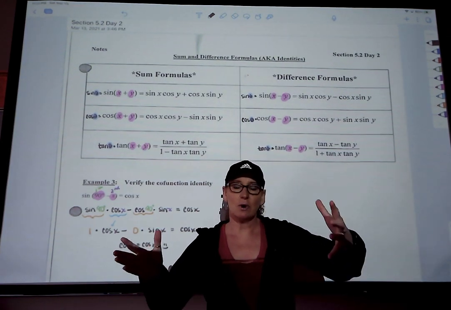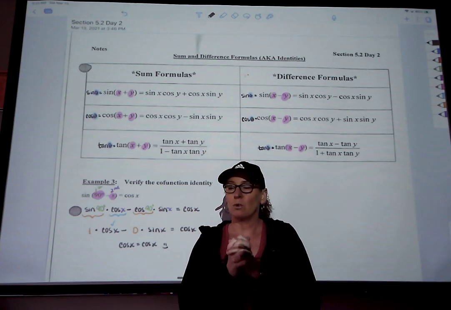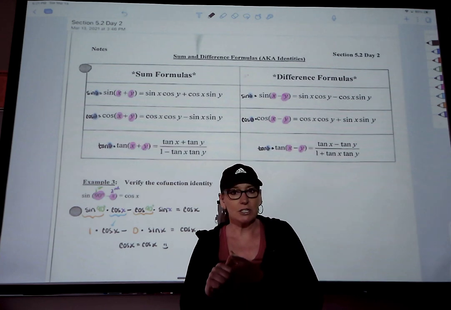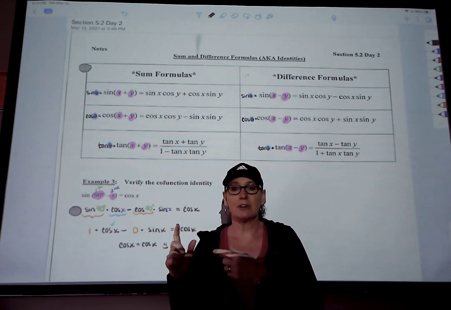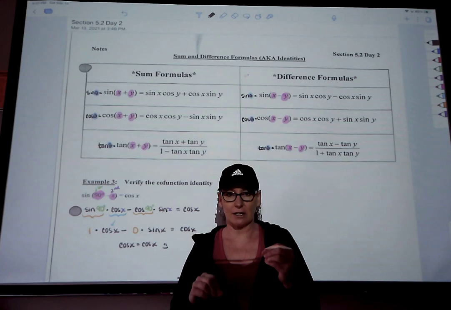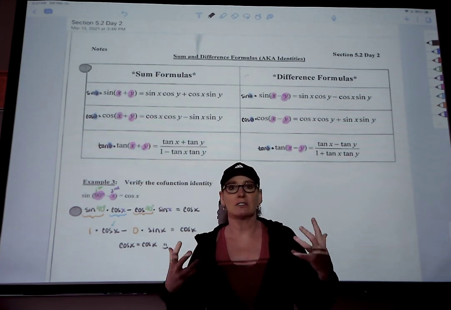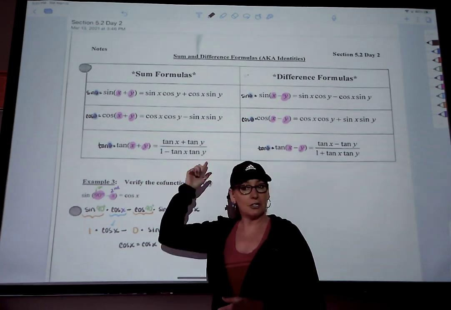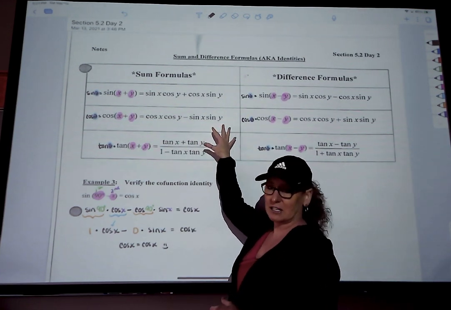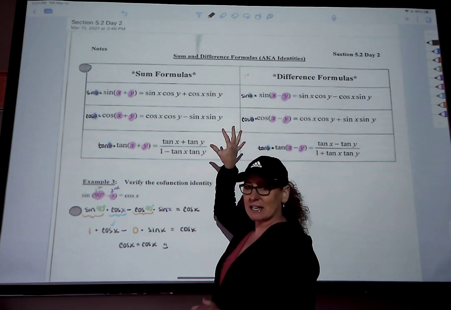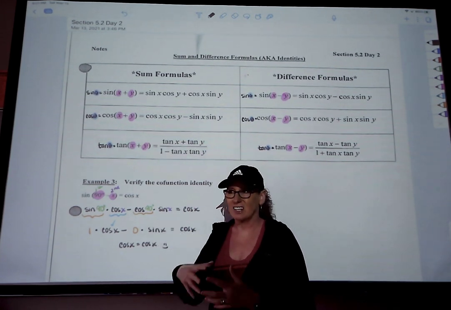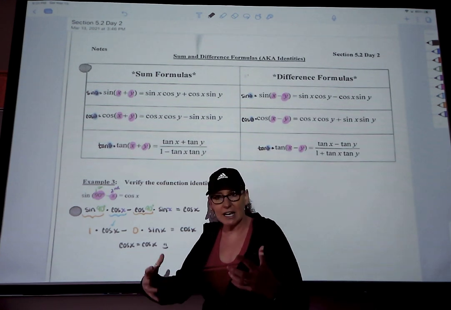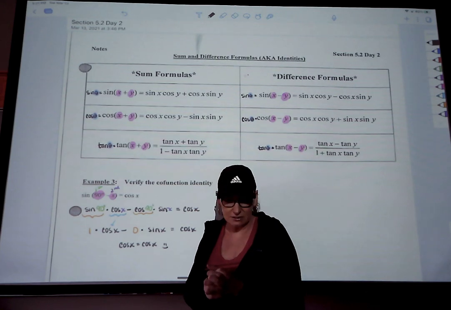Hey guys, I have your notes here for section 5.2 day 2. And so on 5.2 day 1, what you did was basically just found sine, cosine, and tangent for angles that weren't common angles, but could be written as the sum or difference of some common angles. So you just did sine, cosine, and tangent on some of those angles using those formulas. Well, today, we're still going to use these formulas. These are the same formulas that I had yesterday. I've highlighted them the exact same way. Today, we're going to do some weird stuff with these formulas. We just have to pay attention to the directions.